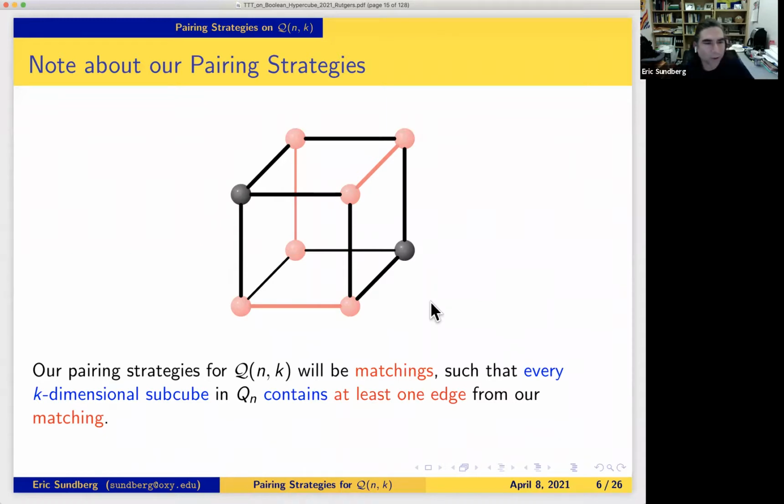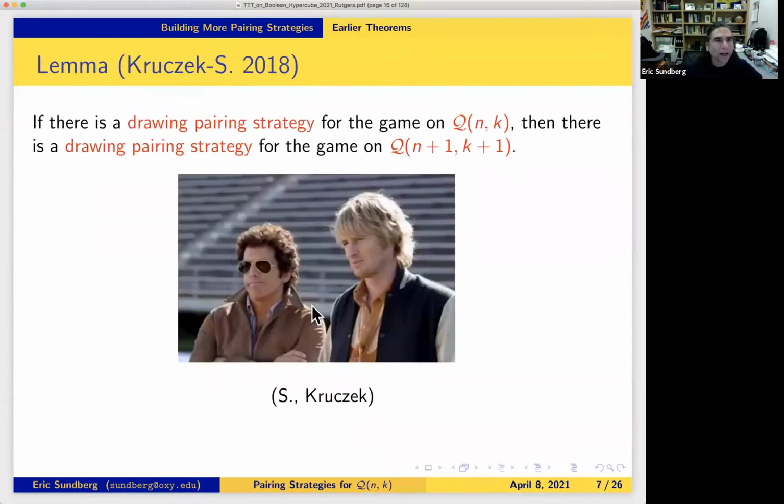The other property that we're going to need is that every one of the k-dimensional subcubes, in this case the 2-dimensional subcubes, is going to have an edge from the pairing strategy in it, to guarantee that the second player blocks all of the k-dimensional subcubes. And then this is the picture of our pairing strategy for the 3-2 game. And you can check if you want. All of these 2-dimensional subcubes, the little squares, contain one of these salmon-colored edges. So here's a lemma that Klay, Kruczek, and I proved.